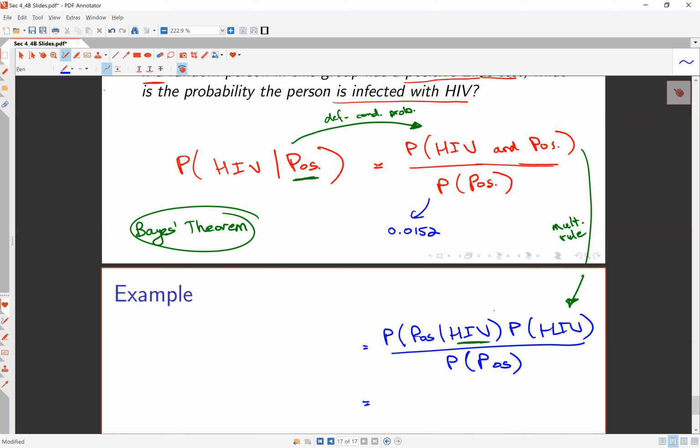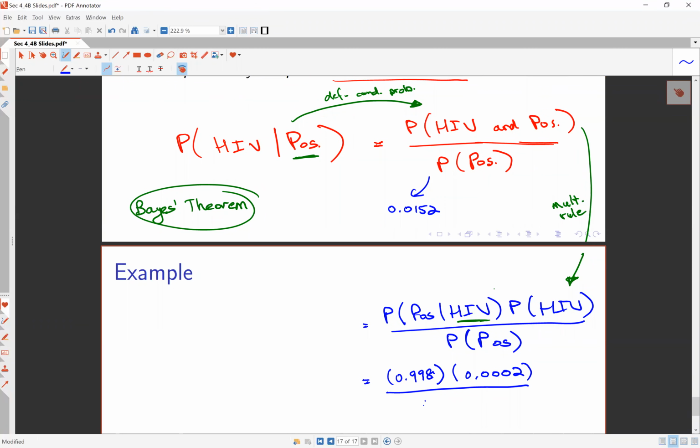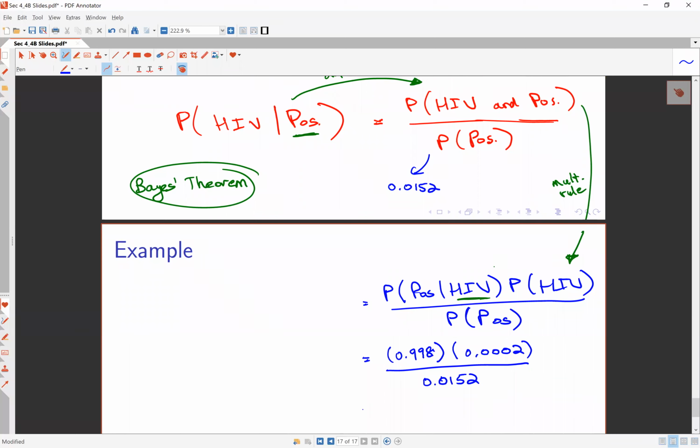We know the probability of a positive test result given that you are HIV positive is 0.998. The probability of being HIV positive is 0.0002. And we had calculated the probability of a random test being positive is 0.0152. And so if we do this division, we get, rounded to 4 decimals, 0.0130.